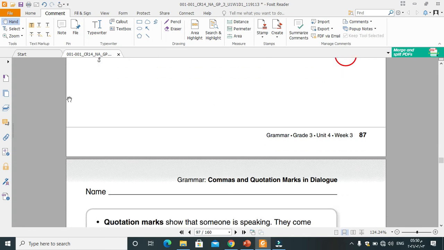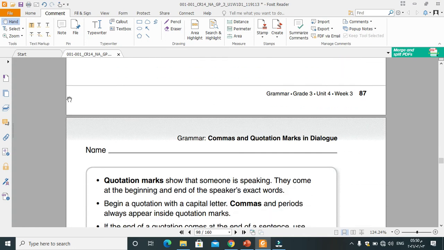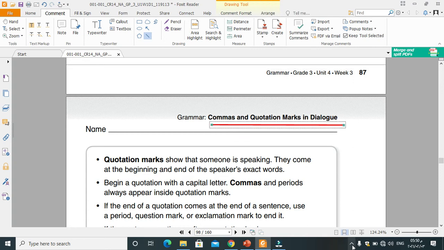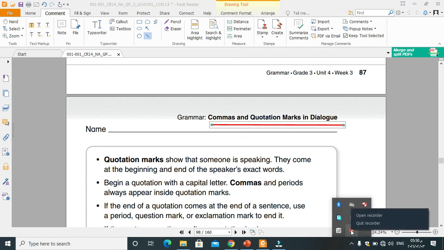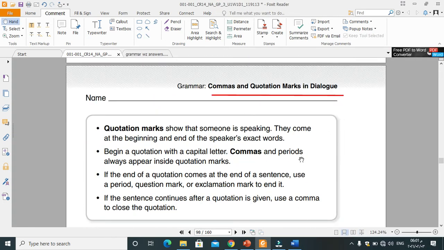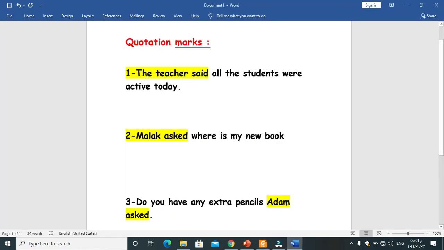Well, now go to 87. Commas and quotation marks in dialogue. Underline the title here, please. Commas and quotation marks in a dialogue. Okay. Look at number 3. Do you have any extra pencils? Adam asked. So asked and said here don't come in the beginning, they come at the end of the sentence or the question. First, you need to insert the first quotation mark.